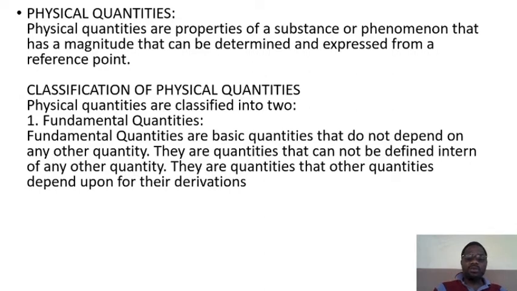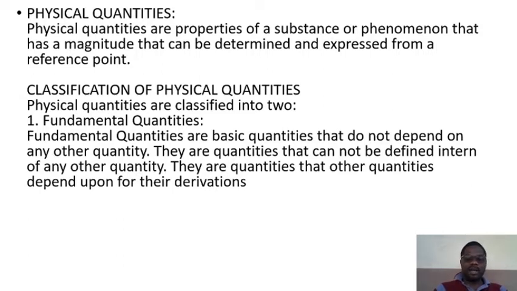Okay, then we have physical quantities. Now we said that physical quantities are properties of a substance or phenomenon that has a magnitude and can be determined and expressed from a reference point. That's a physical quantity. So we see that physical quantities can be classified into two, as we know. We have the fundamental quantities and the derived quantities.